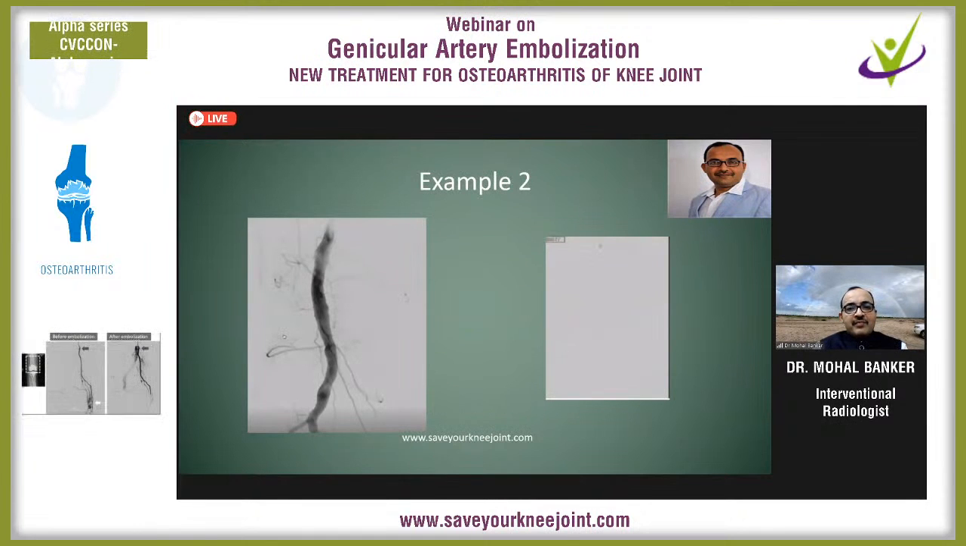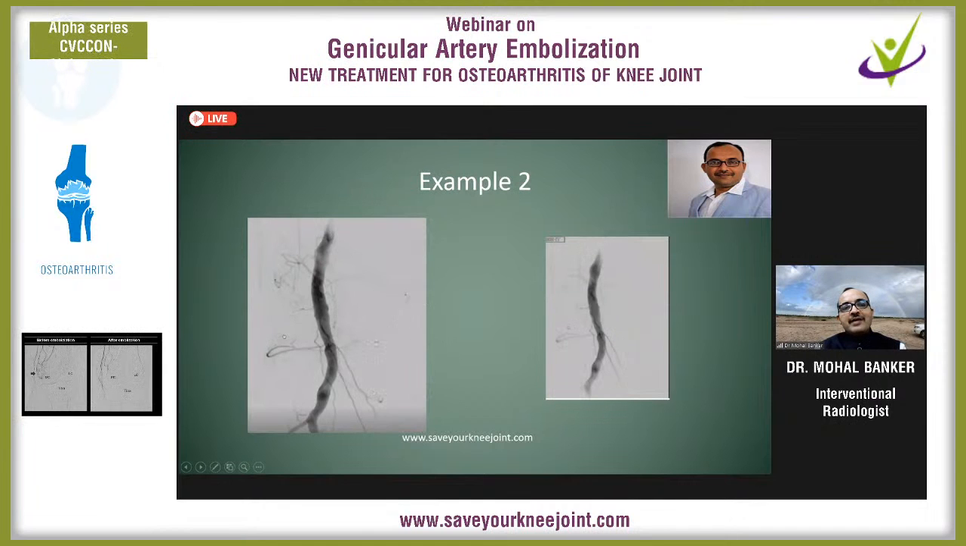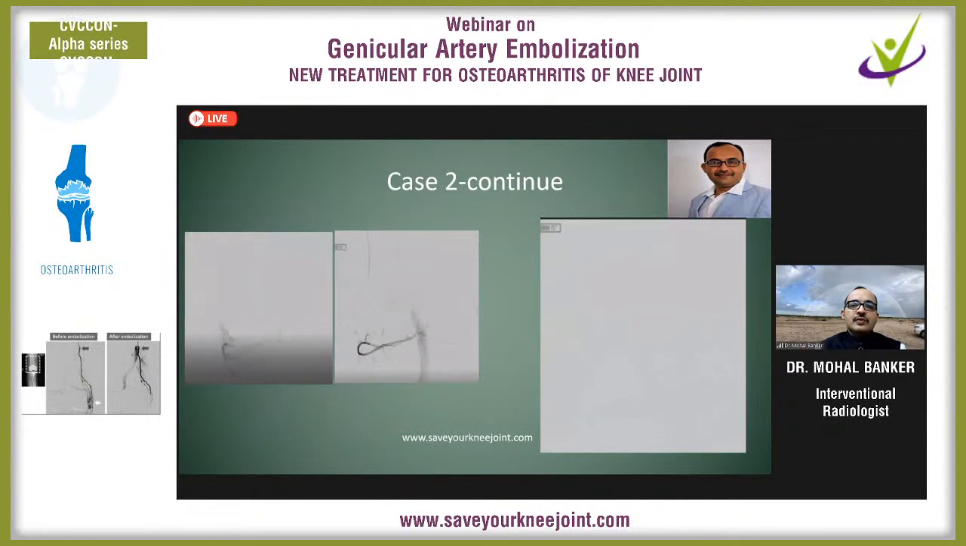This is another example. While we are taking a shoot into the superficial femoral artery, these genicular arterial branches appear, but it's very difficult to define the hypervascularity. So for that, we have to do the selective angiography.